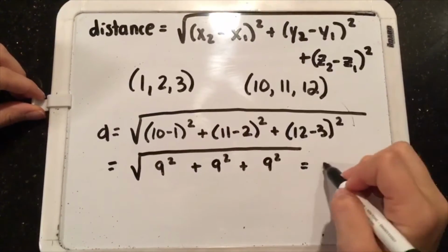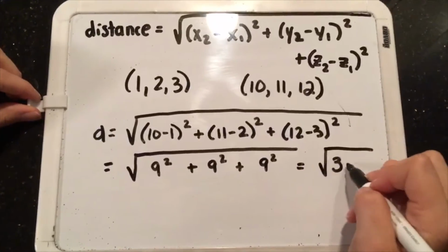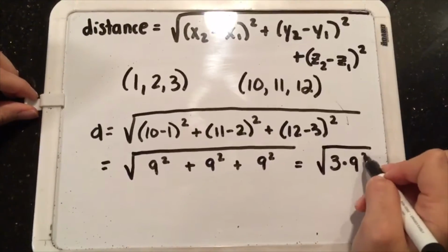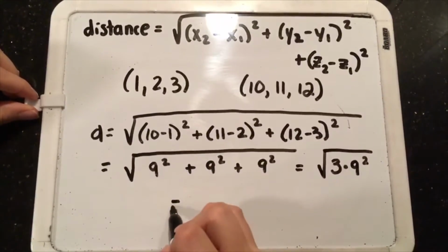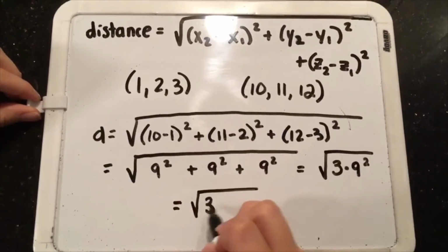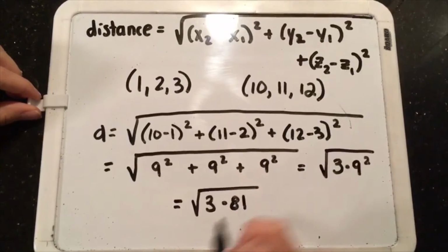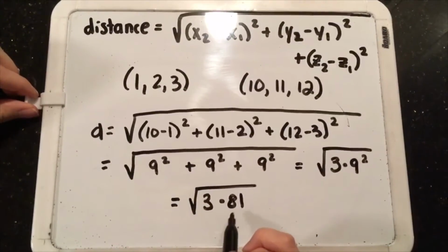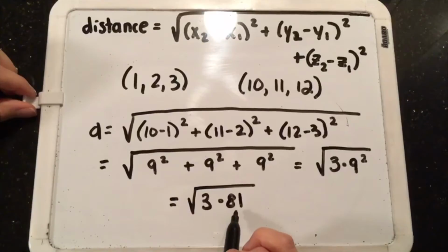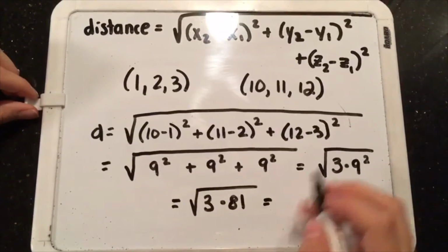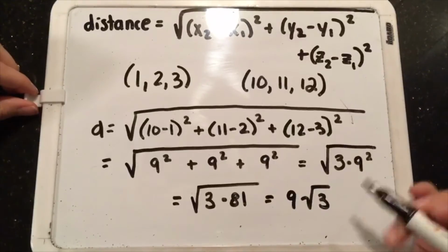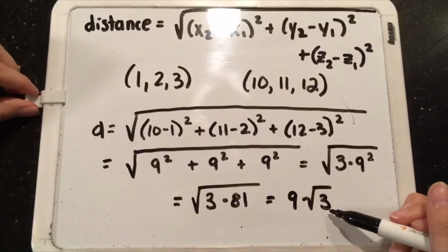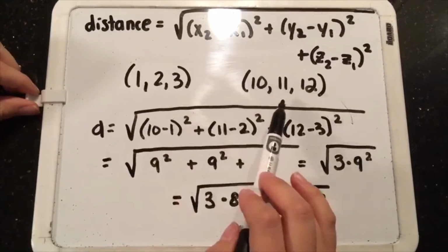So this is the square root of 3 times 9 squared, which equals the square root of 3 times 81. And we know the square root of 81 is 9, so we can bring that to the outside of the radical sign and leave the 3 on the inside. 9 square root 3 is the distance between this point and this point.